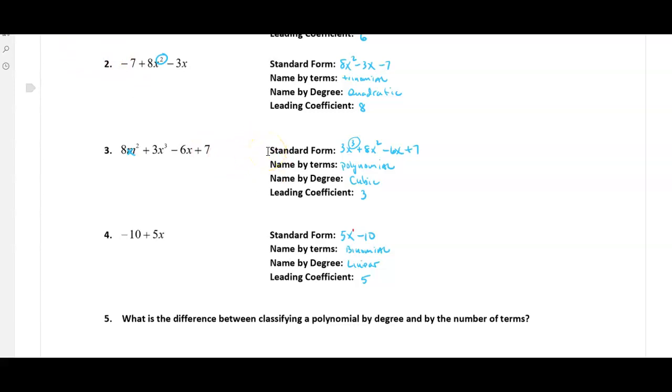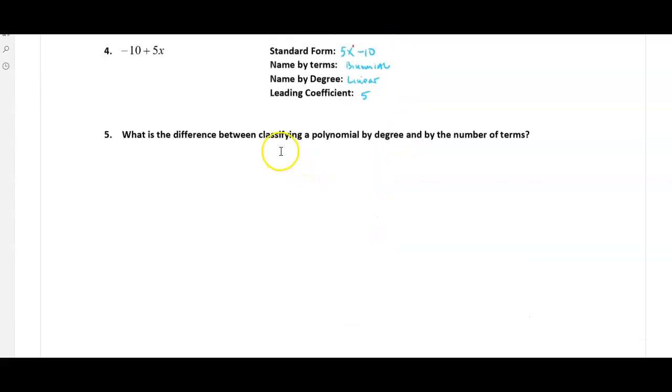Okay, so being able to identify a polynomial by the number of terms and the degree is important for reading the directions of many problems that we will deal with. So what is the difference between classifying a polynomial by degree and the number of terms? Degree looks at the exponent, and the number of terms looks at the number of terms linked by addition or subtraction.